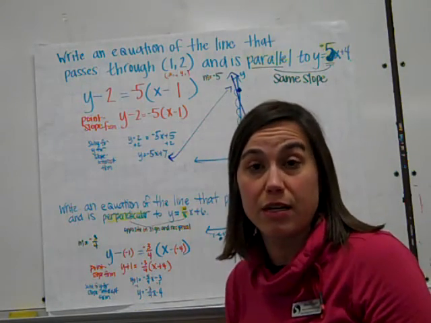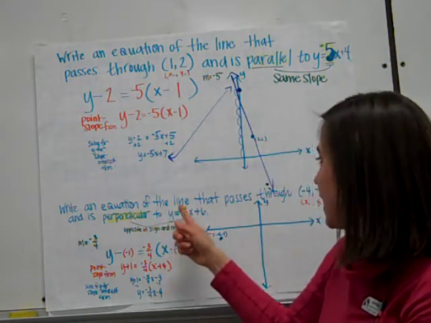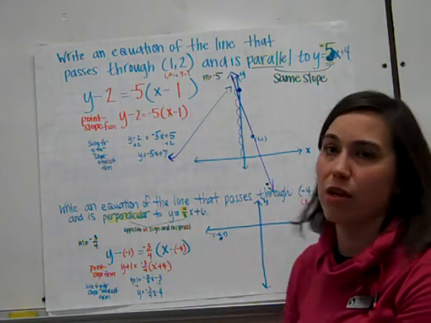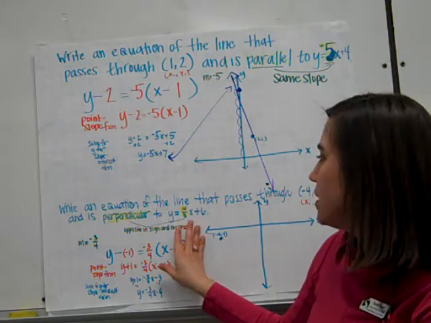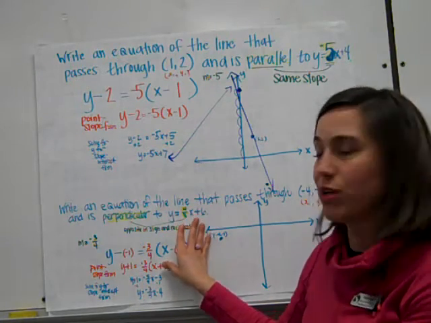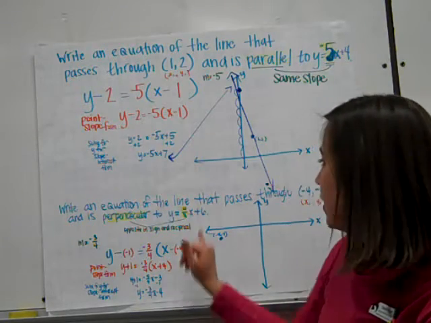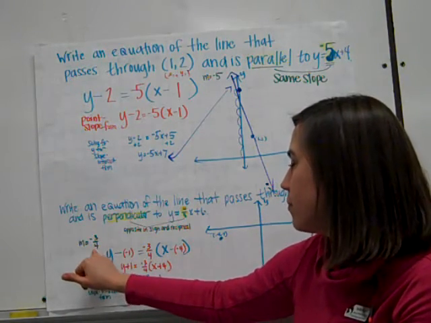We're going to take a look at another scenario. How do I write an equation of a line that passes through (-4, -1) and is perpendicular to the original line? So all I'm going to do is take the slope of the original line and change it to the opposite sign and reciprocal, which would be -3/4.